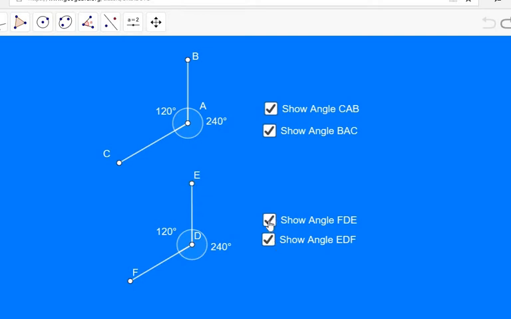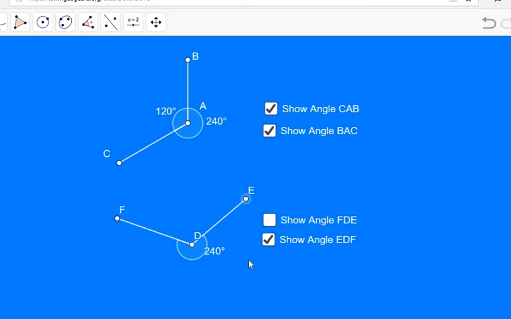I'm going to hide this angle again. I'm going to move F to here, and I'm going to move E to here. So I've just moved my F and my E. That other angle is still 240. Pause the video, and in your light blue books, what's the missing angle now?